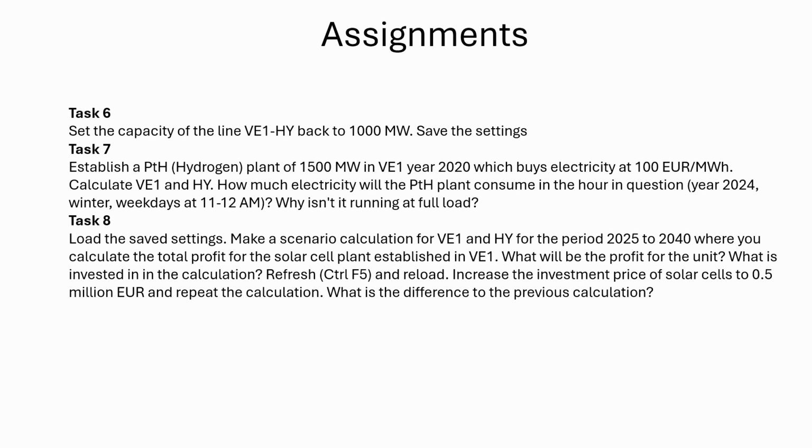Then you should refresh and reload. Increase the investment price of solar cells to 0.5 million euros per megawatt, and then repeat the calculation. What is the difference between the two calculations?